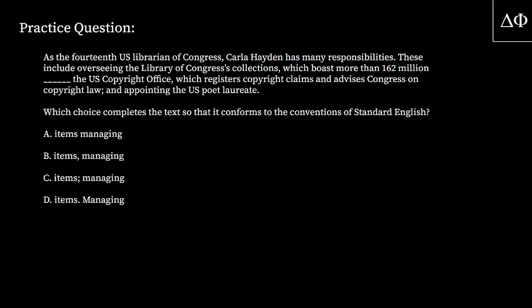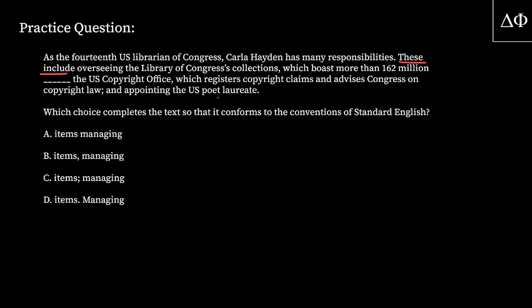To see how simple list questions really are, let's take a look at this hard practice question from a College Board question bank. Right off the bat, we can see that this is a list question because of this part. These include. Now let's look at each individual list item. Overseeing the Library of Congress's collections, which boasts more than 162 million blank. The U.S. Copyright Office, which registers copyright claims and advises Congress on copyright law.